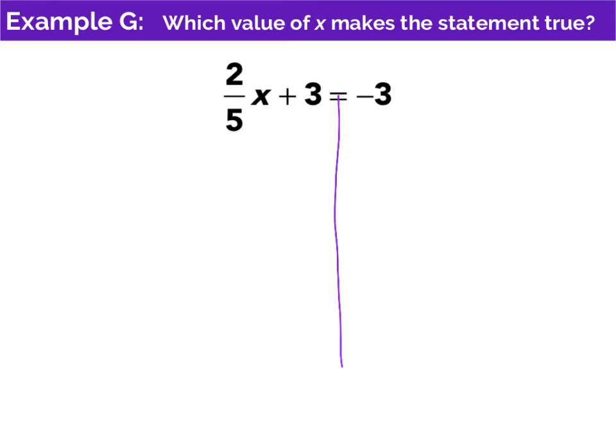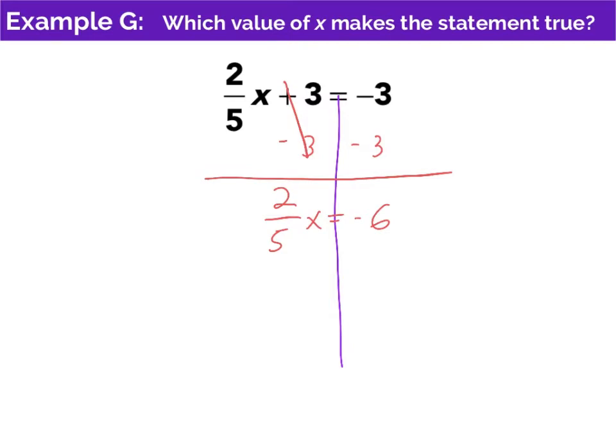So let's start by moving the constant. I can see the constant is the 3. So the opposite of plus 3 is minus 3. So I'm going to subtract 3 on both sides of my equation. Whatever I do to one side, I have to do to the other to make sure my equation remains balanced. They're going to cancel. Bring down my 2/5 x. Negative 3 minus 3 is going to be negative 6.